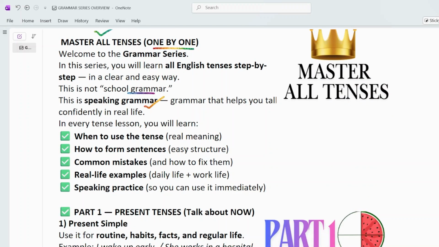Now, we are going to look at something very important because this is an overview, right? You need to know what exactly it is going to give you at the end of the day. So, in every lesson, you will learn when to use the tense, that is in reference to real meaning, and how to form sentences. What do you mean by how to form sentences?